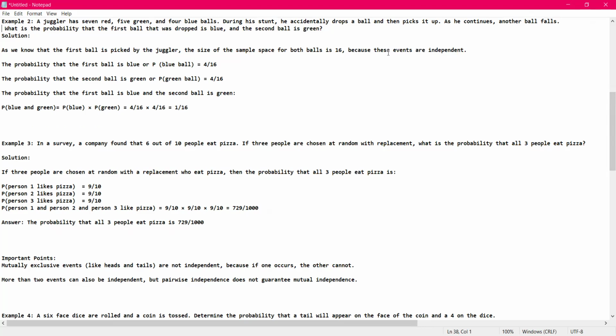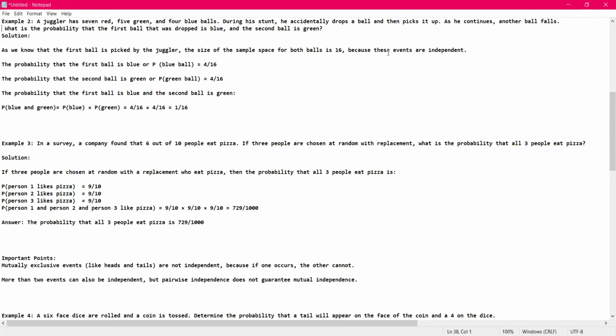So second ball is green means first ball will be blue ball. So how many green balls are there? Five green balls. Out of that, they are asking second ball. So already one ball has gone, so out of five, one has gone. How many are left? Four. So among four, they are asking the probability that the second ball is green means 4 by 16.